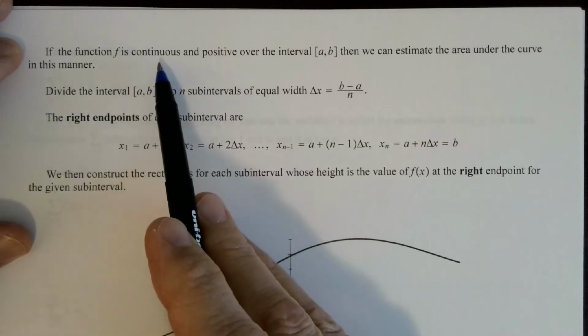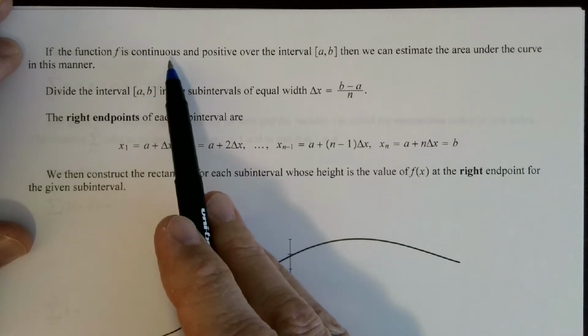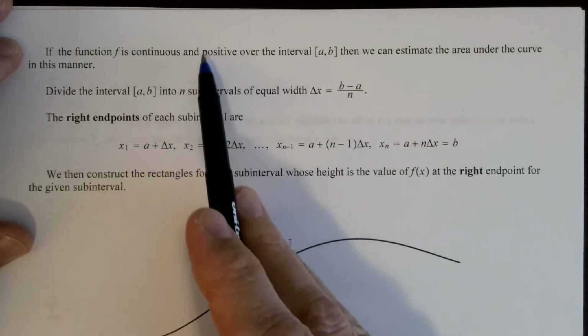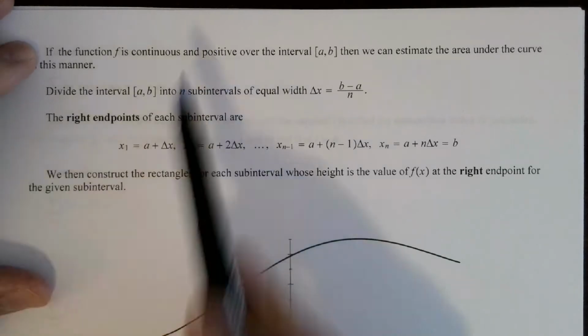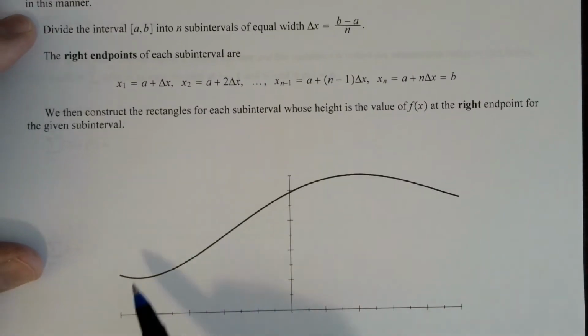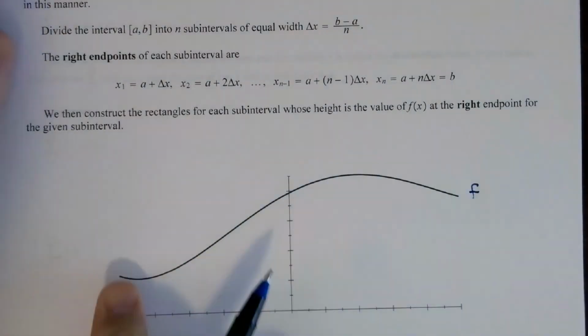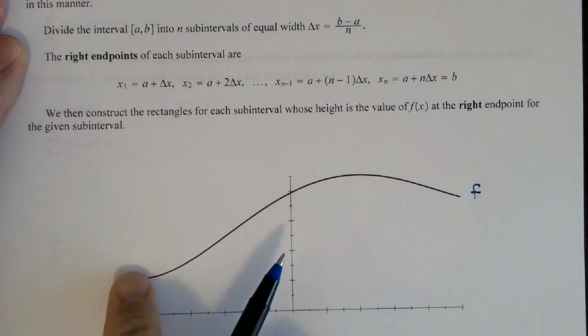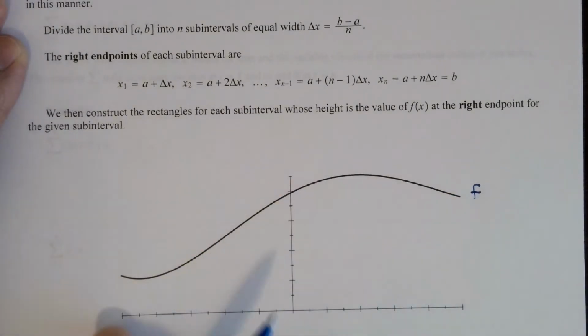Now, when we say continuous, remember there's no holes, jumps, gaps, and no discontinuities. Positive meaning its outputs are all positive, so it's always above the x-axis. For example, here's a graph of a function here. We'll call this the function f. This is continuous. There's no gaps, holes, or jumps, or vertical asymptotes or anything. And it's all above the x-axis down here.